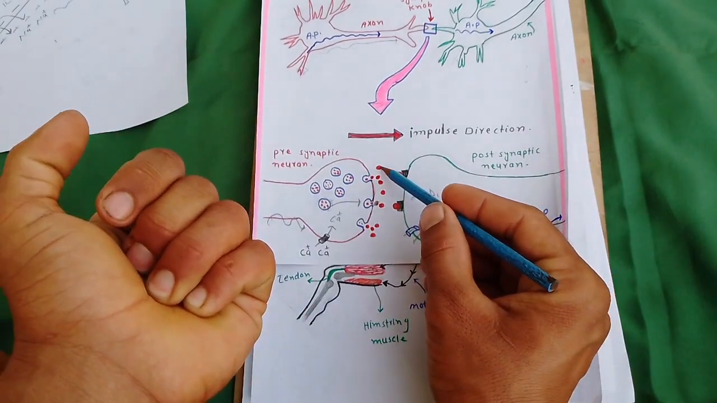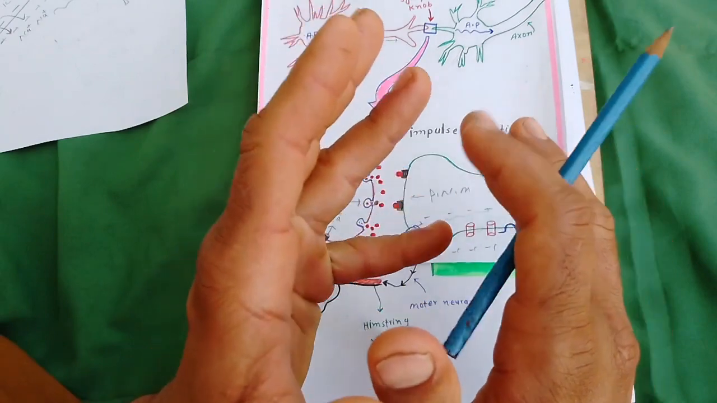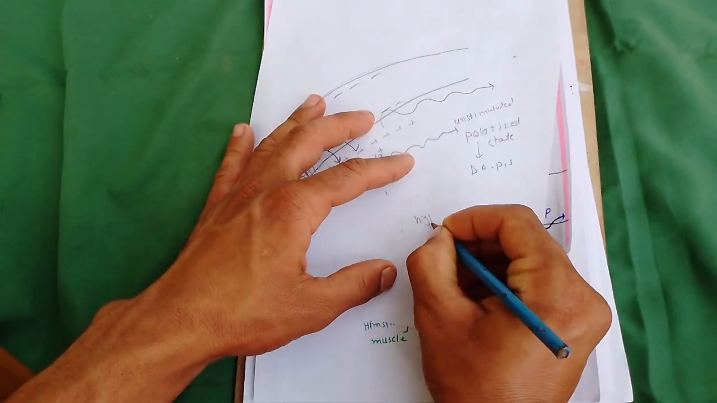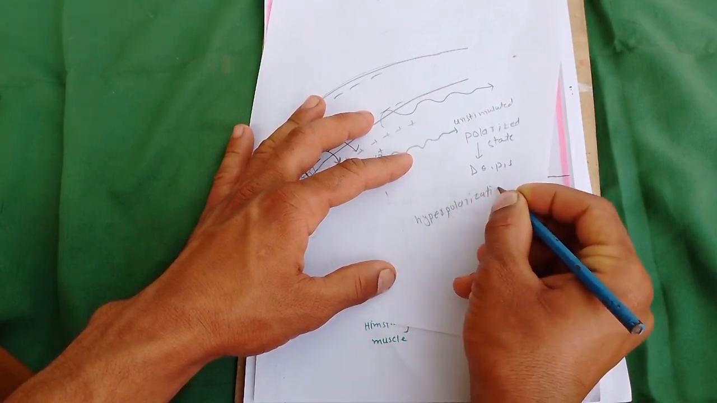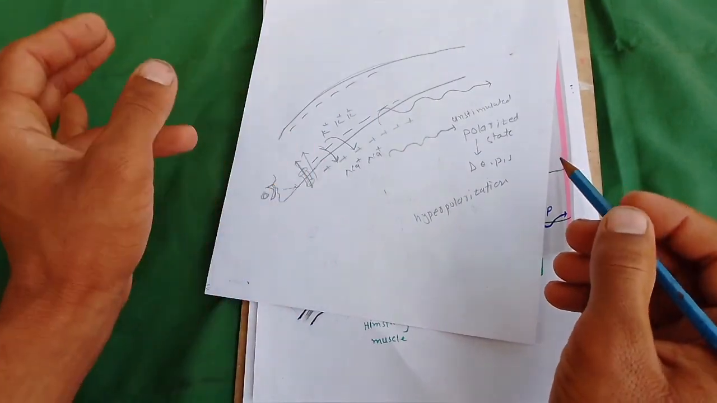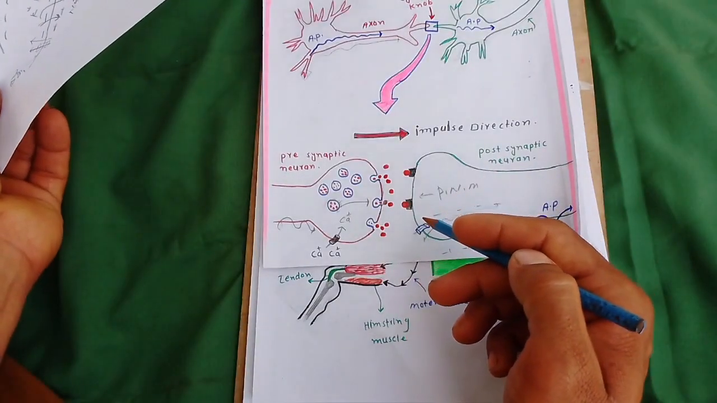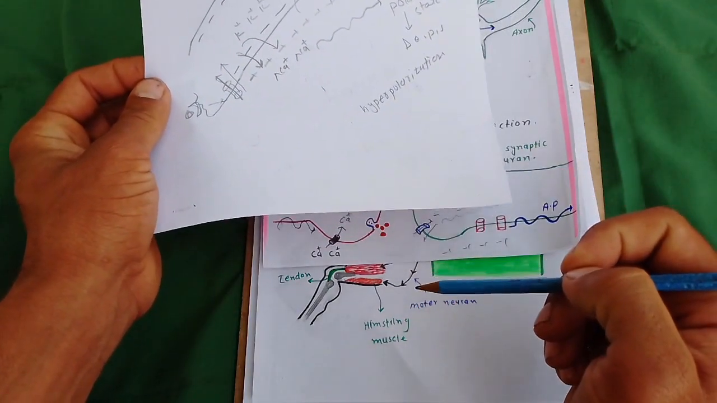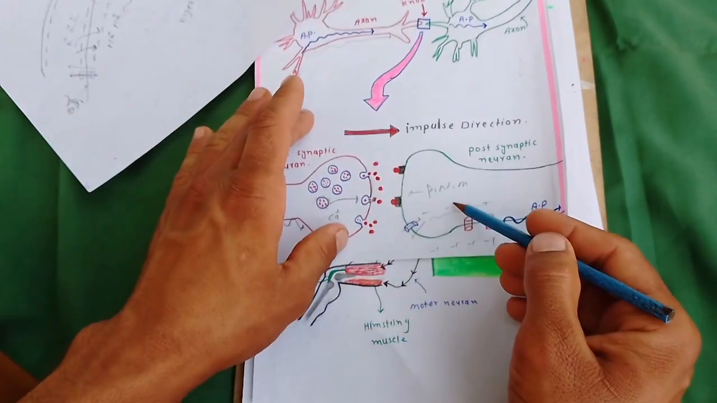Suppose this is the inhibitory neurotransmitter, and when it is released, it causes hyperpolarization. With the excitatory neurotransmitter, depolarization occurs, while with the inhibitory neurotransmitter, hyperpolarization occurs and inhibits the target cell.